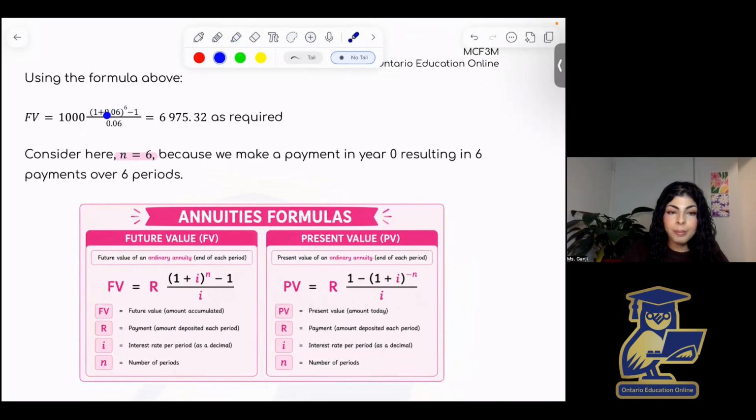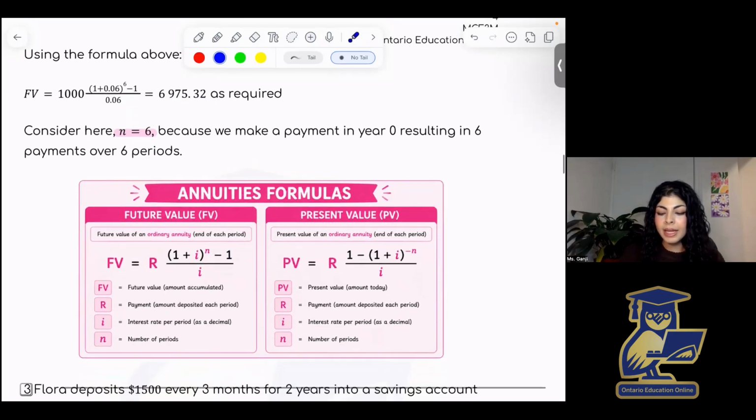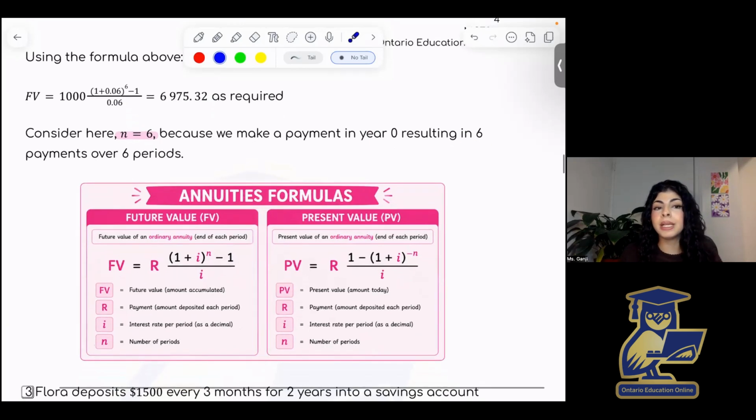And here we had 1 plus 0.06, which was my interest rate, raised to the power of 6 for 6 periods, minus 1, and divided by that interest value again, 0.06, which gives me $6,975 and 32 cents as we saw above. And again, here we have 6 payments over 6 periods.